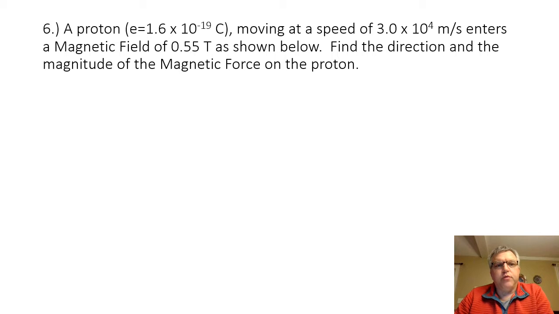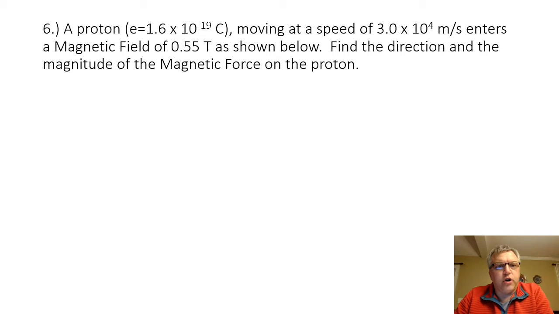We have a proton moving at a speed of 3.0 times 10 to the 4th meters per second, entering a magnetic field of 0.55 Tesla as shown in the diagram. They want us to find the direction and the magnitude of the magnetic force on the proton. So let's look at the magnitude of the force first.